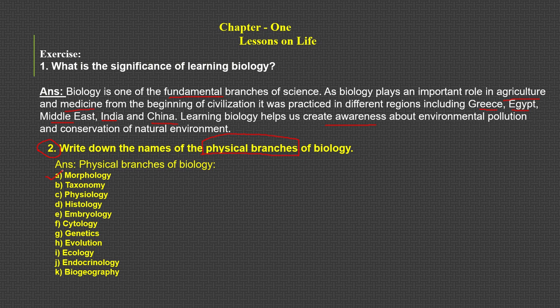External morphology is the external description of the body, and internal morphology is the description of the inside of the body. And next one is taxonomy. Taxonomy is basically the classification of organisms and related principles.